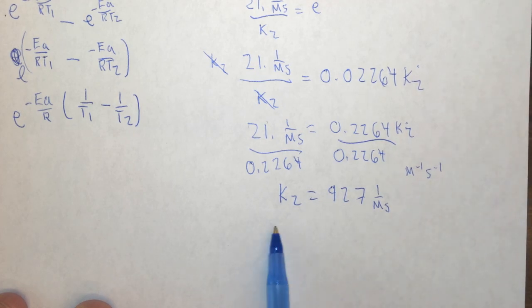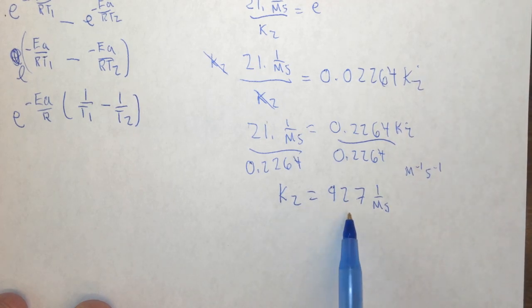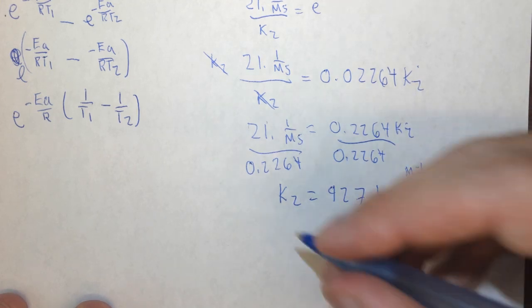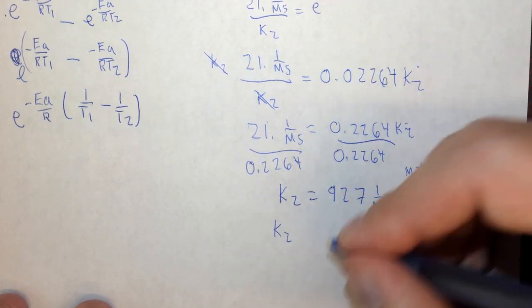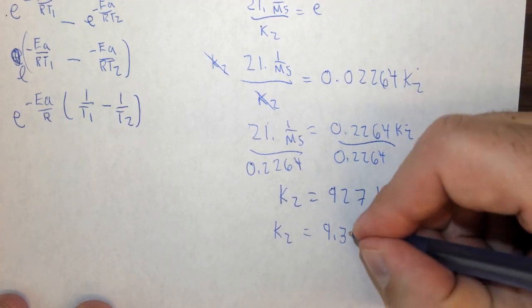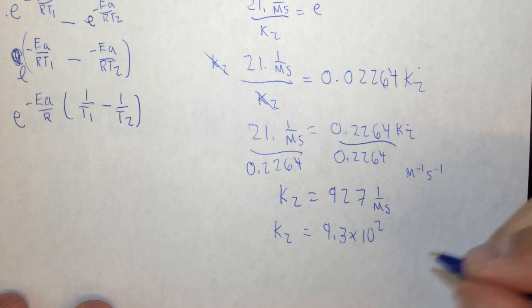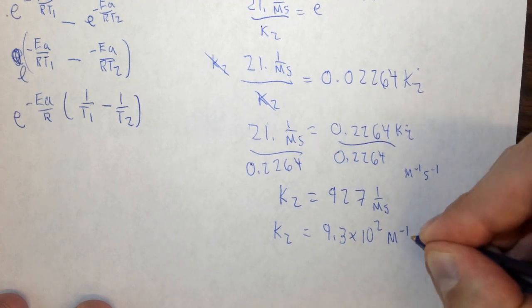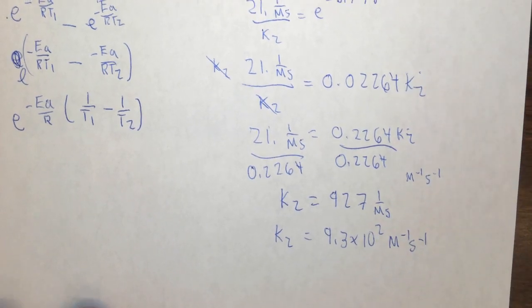It's the same thing. And I need this as 2 sig figs, which means scientific notation. Since I can't really write it as 930, I'm just going to convert it to scientific notation, which is equal to 9.3 times 10 to the 2 molar to the minus 1 seconds to the minus 1.